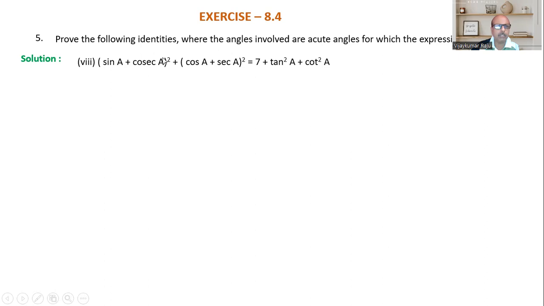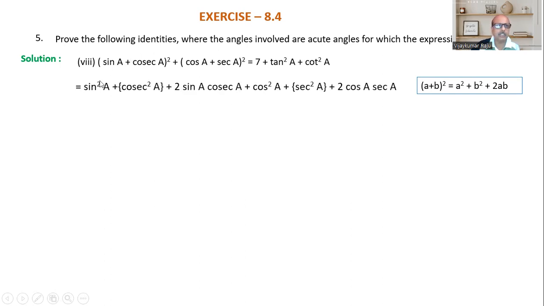Here again, (a plus b) whole square, by using the same identity. This is also a most frequently asked question. Please make a note of this also. It's an important question. (a plus b) whole square is a square plus b square plus 2ab. This identity you are using for both these brackets. So let us use it.